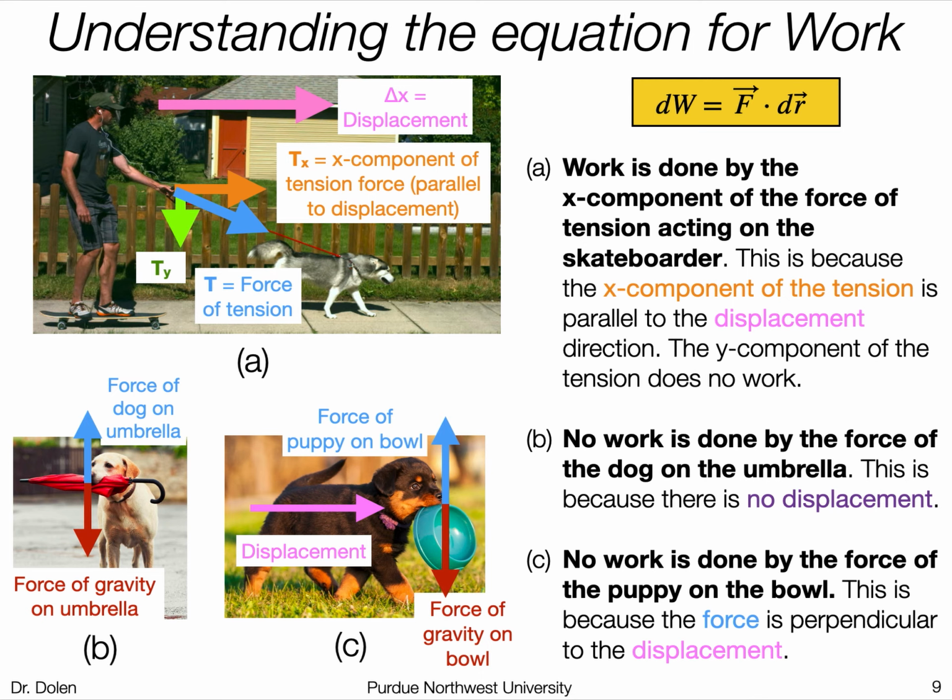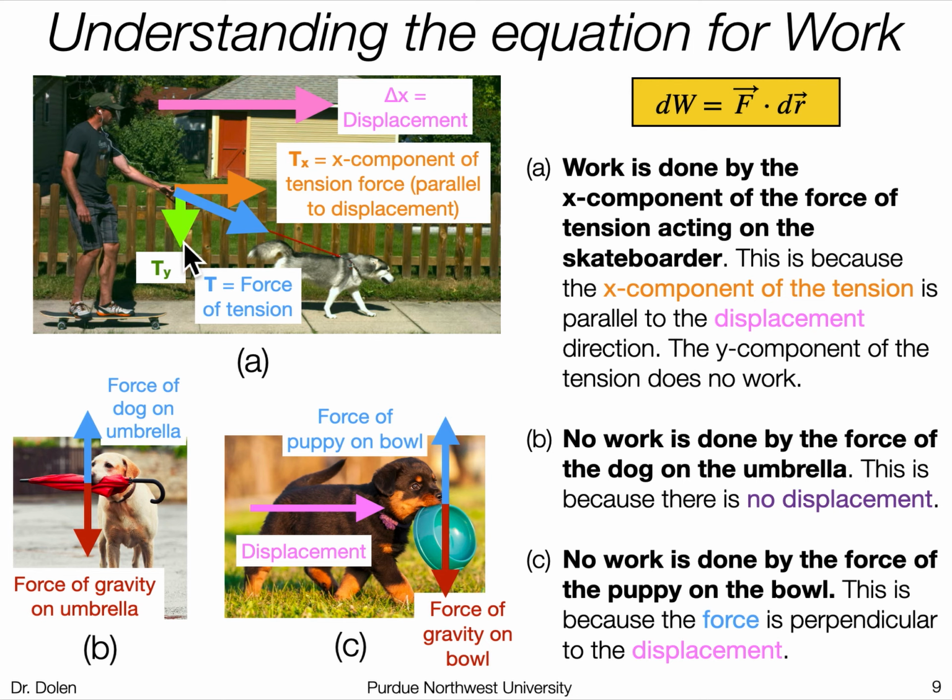So we've got these three different examples of dogs doing something, and the question is, are they doing work using the physics definition? Okay, so in the first example, case A, we have a skateboarder with a dog pulling the skateboarder. Right, so there's a force of tension of the dog on the skateboarder, and that tension force is this blue force along the leash towards the dog. And that tension force has two components. It has a tension in the x direction, which is parallel to the direction that the skateboarder was traveling, and it has this T sub y in the minus y direction.